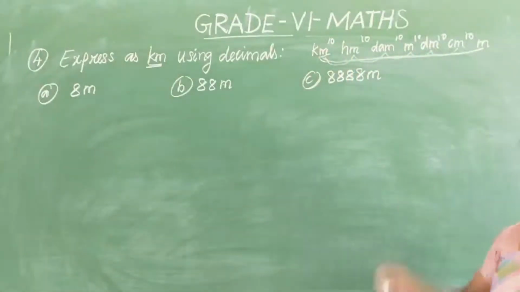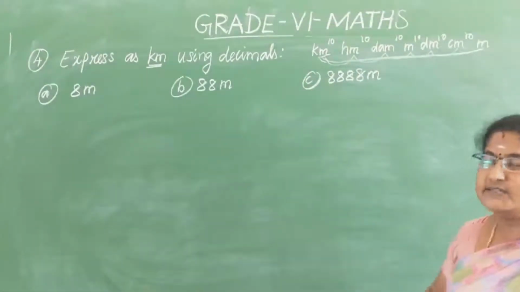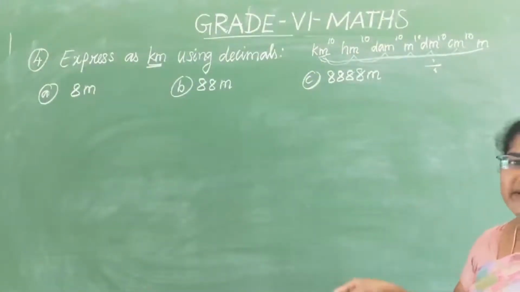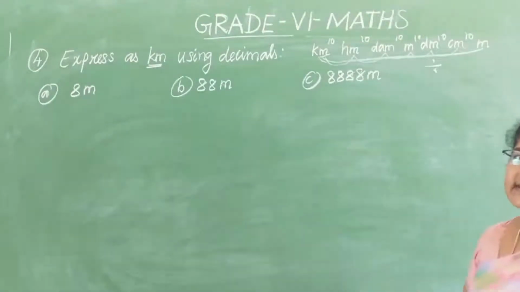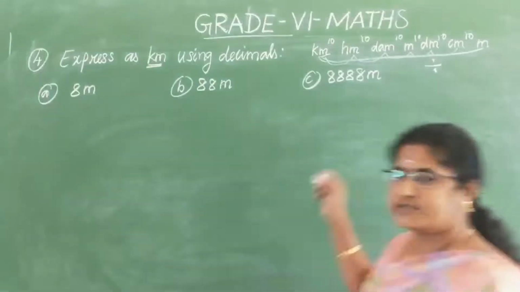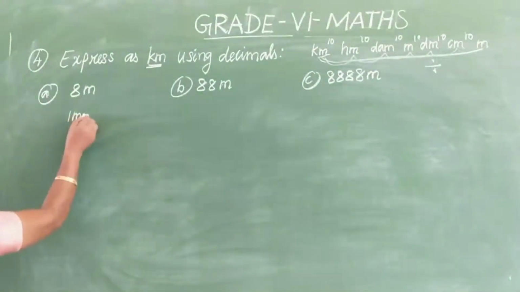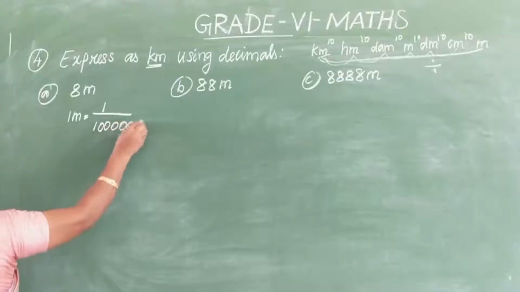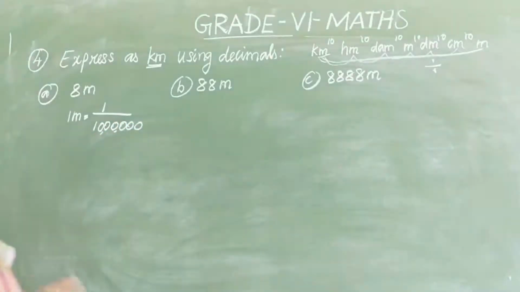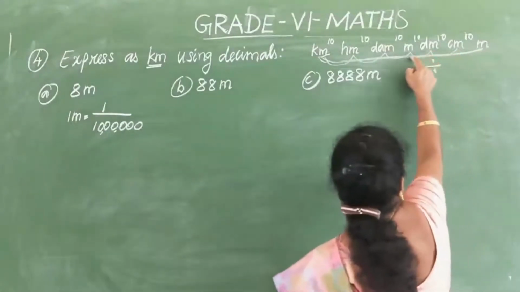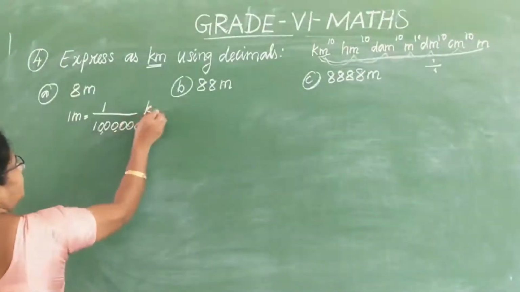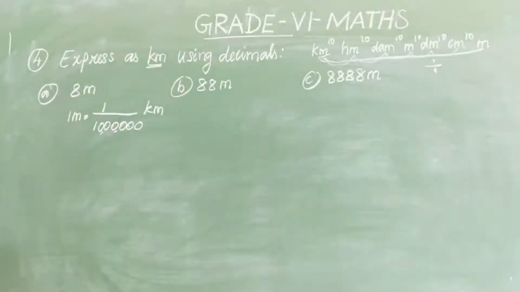How many units we skip? 1, 2, 3, 4, 5, 6. 6 units we are moving from right to left. So from right to left you have to divide. How many units? 6 units. So divided by 1 with 6 zeros. So 6 zeros means 10 lakhs, isn't it? So see that 1 meter equal to 1/10 lakh kilometer. 6 units we move. So 6 zeros. 1 meter equal to 1/10 lakh kilometer.